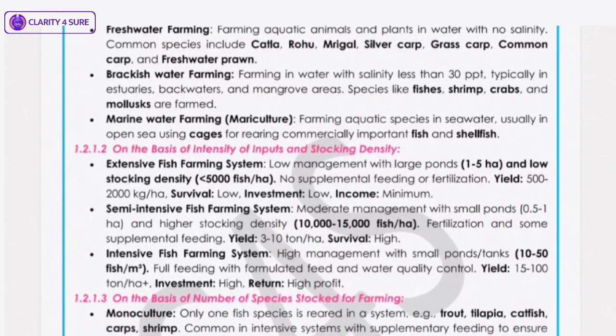Next is intensive fish farming system. This is a high input, high output system. Fish are stocked at high densities, around 10 to 50 fish per cubic meter. There is full feeding with formulated feed and water quality control is done. Management of disease is also done. So the yield is going to be 15 to 100 ton per hectare. The investment is also high and the return is also obviously going to be high, right?